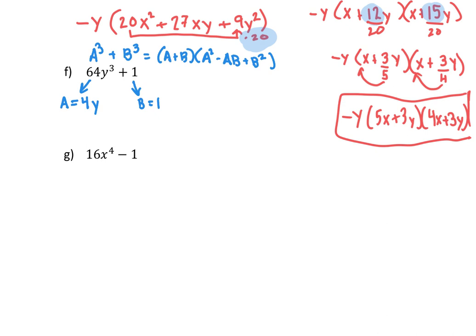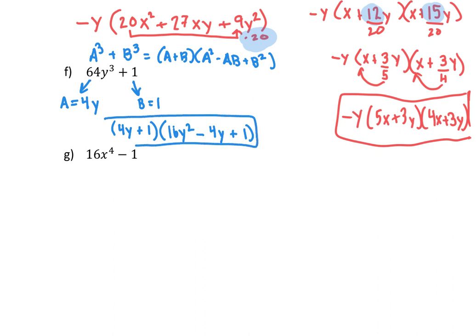We just plug it right into the formula. A, which is 4y, plus b, which is 1, and then a squared. 4y squared is 16y squared, minus a times b, 4y times 1 is 4y, plus b squared. So 1 squared is 1. And we did it. It's pretty much a plug and go situation. That's all you need to do. The hardest part is finding what plugs into the formula.